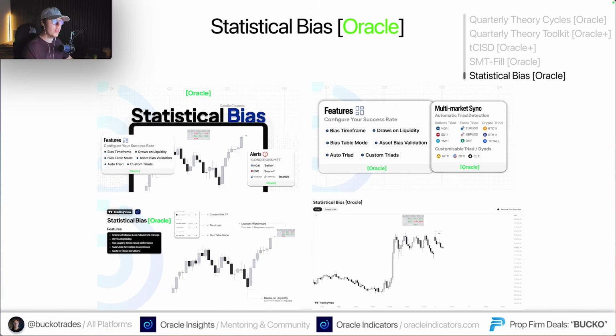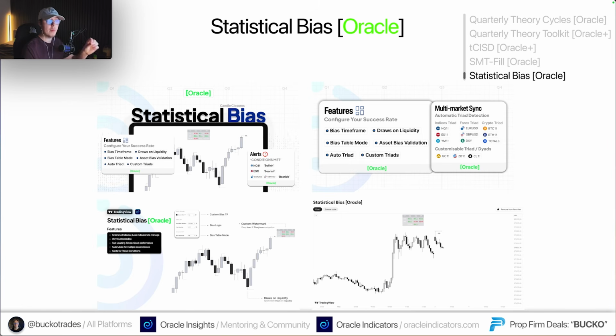So essentially what it does is it looks back upon the previous candle closure, depending on the time frame that you set it on. So if you set it on the daily, look back upon the previous day's close, and depending on how that candle closed across the triad, it will give you a percentage of how likely that bias is to play out. So the features of this indicator is the bias time frame, the draws on liquidity.